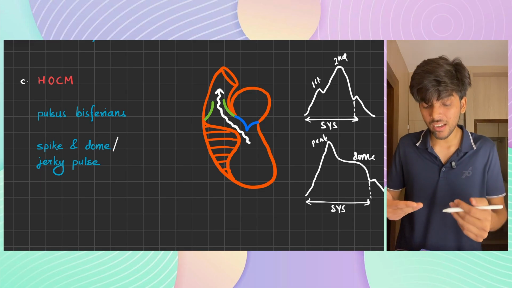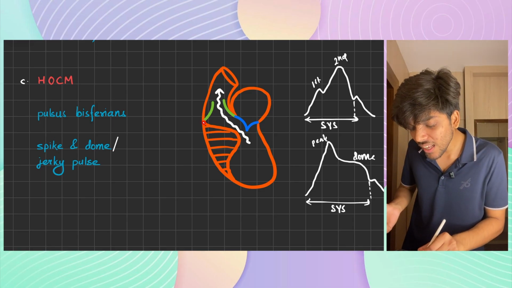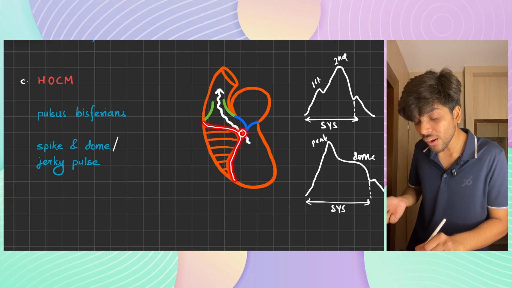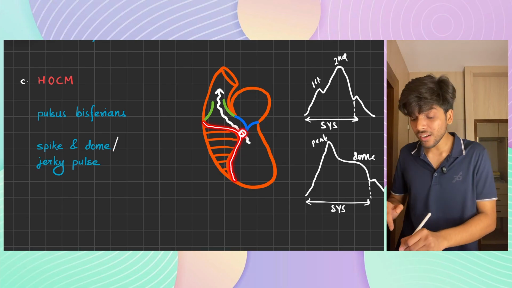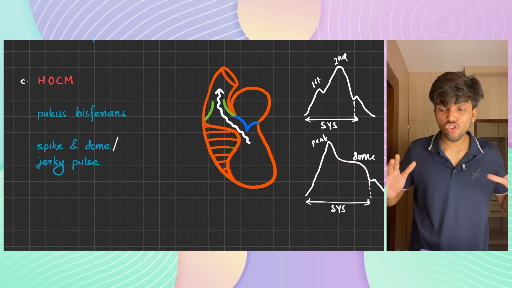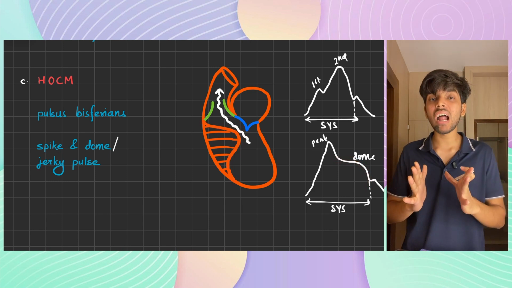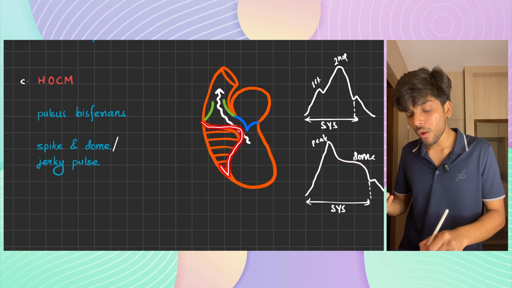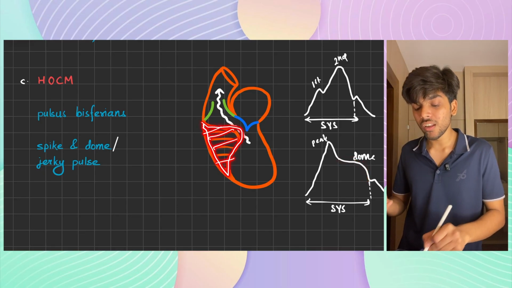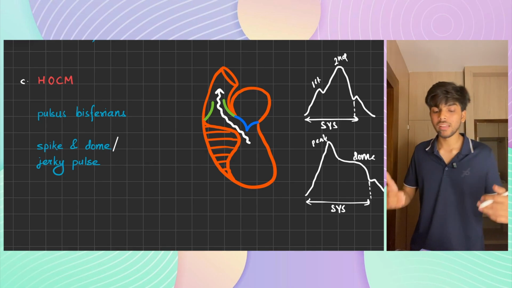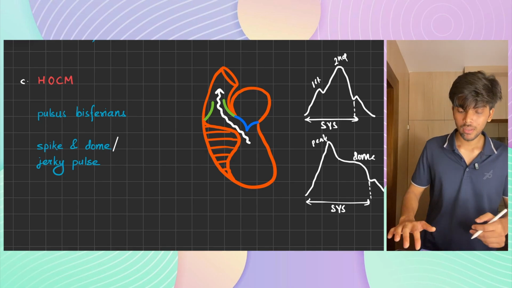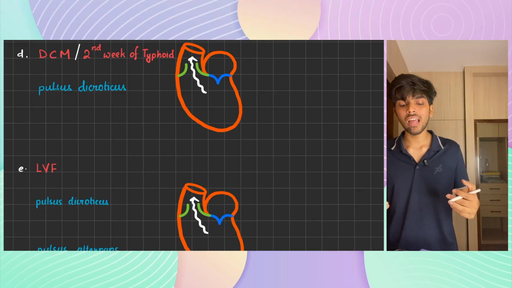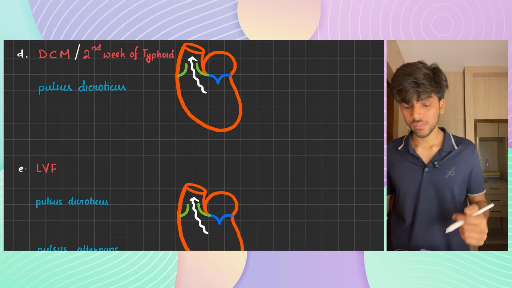But immediately, due to shortening of the interventricular septum, there is obstruction of the left ventricular outflow, and then again you get a dome. So the peak is due to strong contraction by the hyperkinetic heart, and the dome is due to the obstruction by the shortening and plopping of the hypertrophied interventricular septum, giving us spike and dome or jerky pulse.